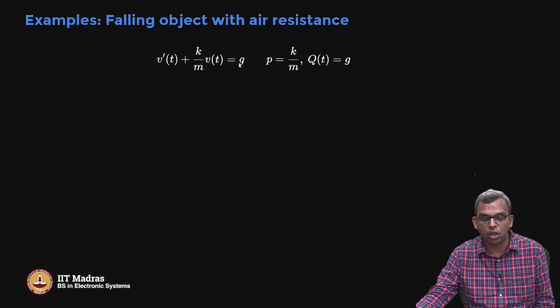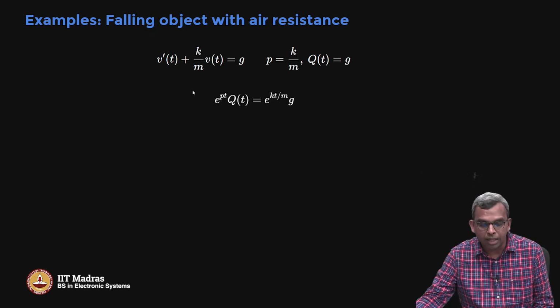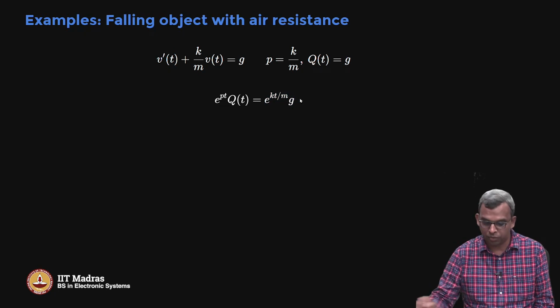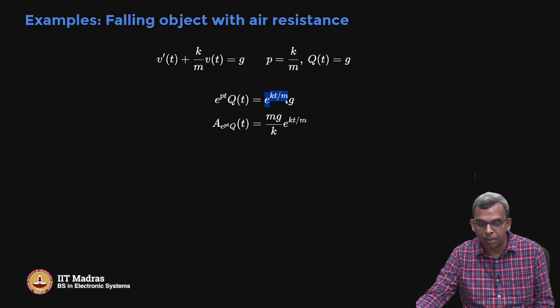Okay, so both these things are constant. Take a look at it. That's a nice case, right? Special case. So in this case, what happens? What is e power pt times q of t? It's e power kt by m times g. Okay, can I find the antiderivative of this? Yes, of course I can. The antiderivative of this is just the same e power kt by m will come, then you have to multiply by m by k. So, that is the same as mg by k e power kt by m.